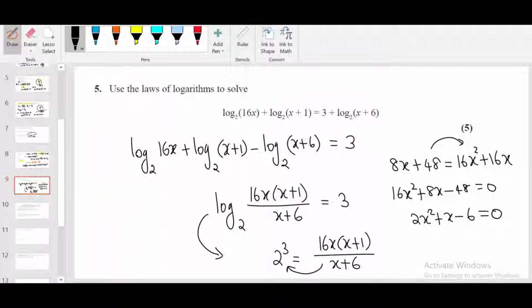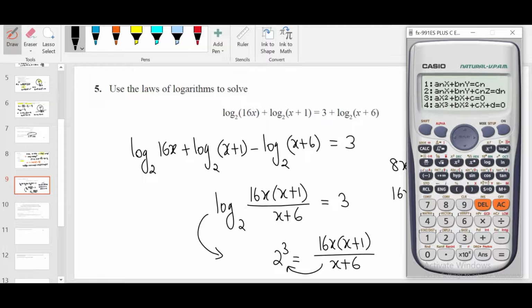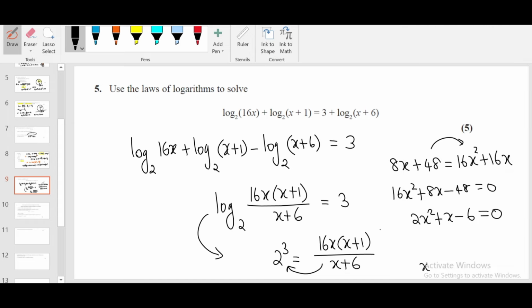Solve the quadratic. Equation quadratic, 2, 1, minus 6. So I get 3 over 2 and negative 2. x is negative 2, x is 3 over 2. But you need to write one more step, otherwise you will lose marks. Write it as (x+2)(2x-3) is 0.